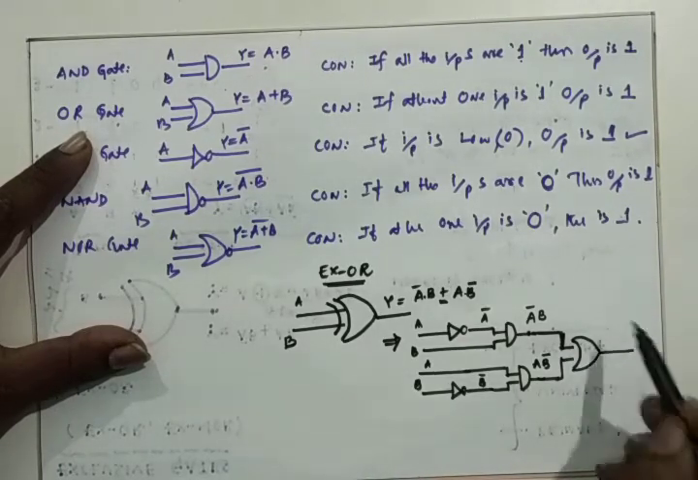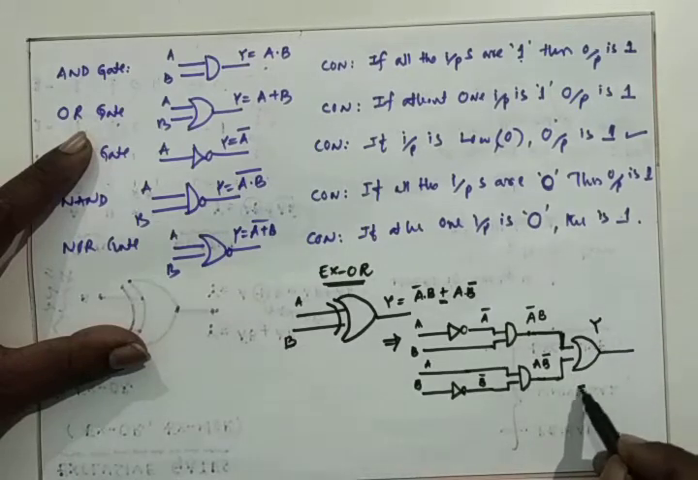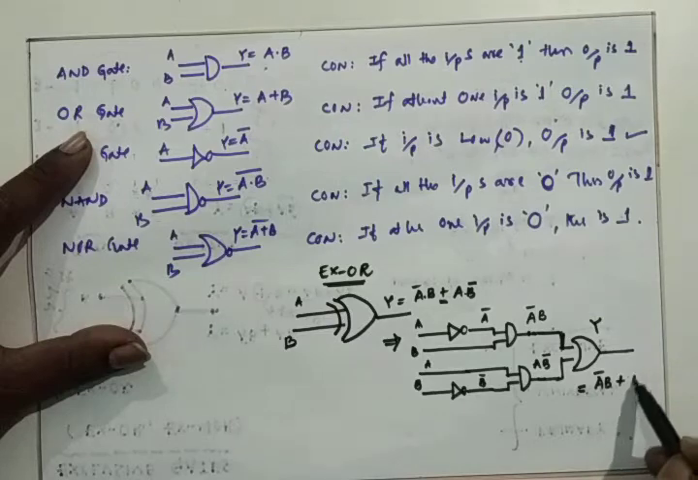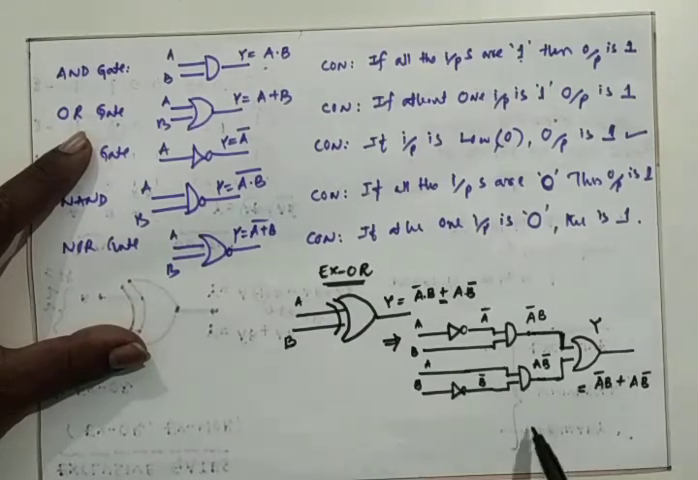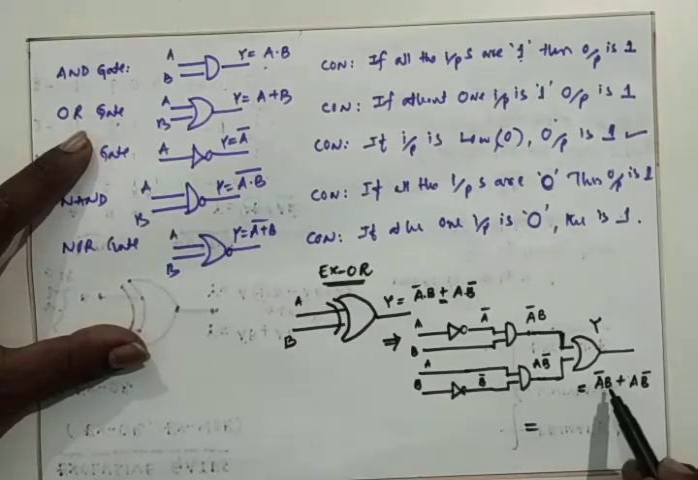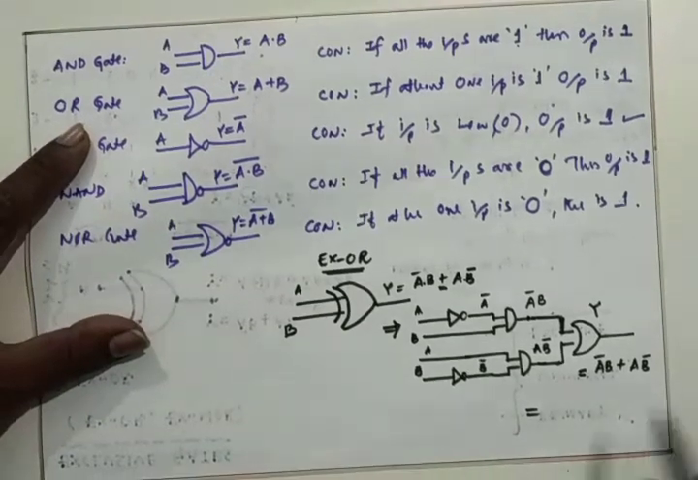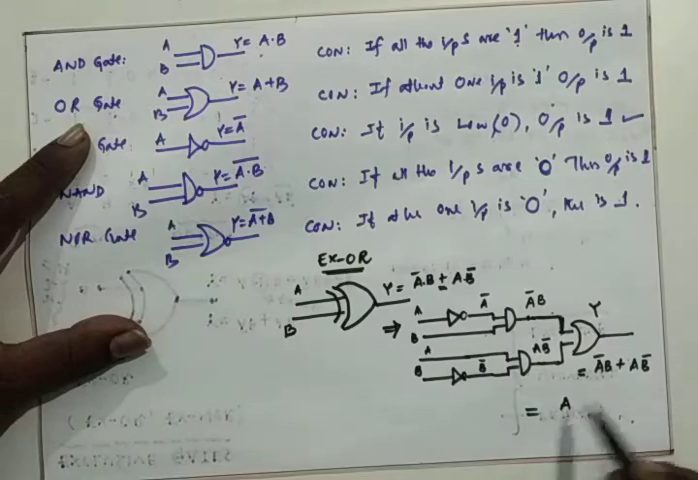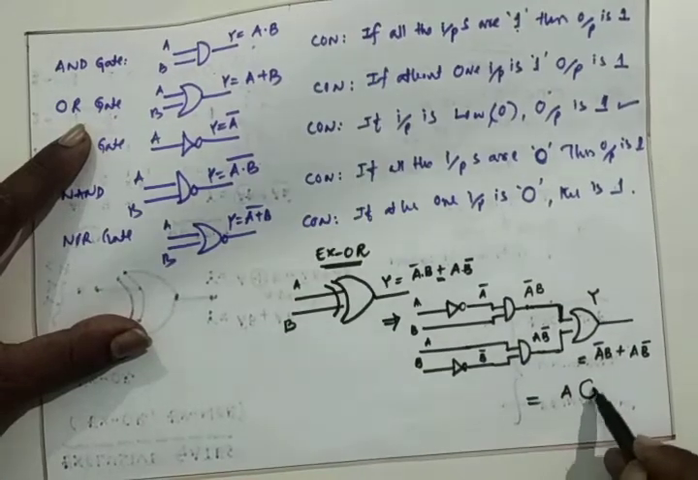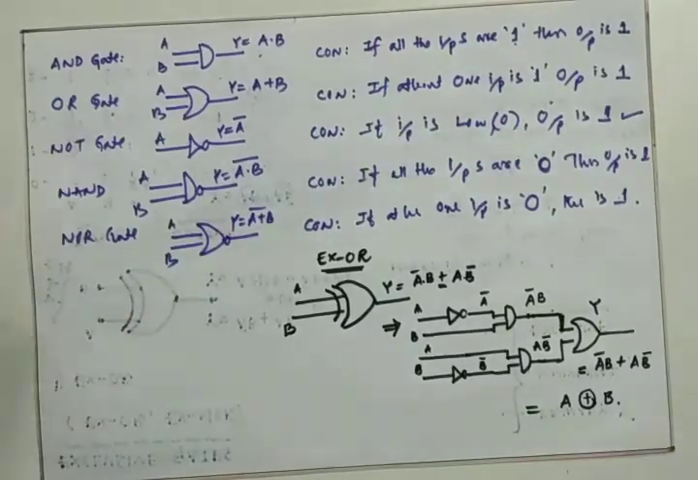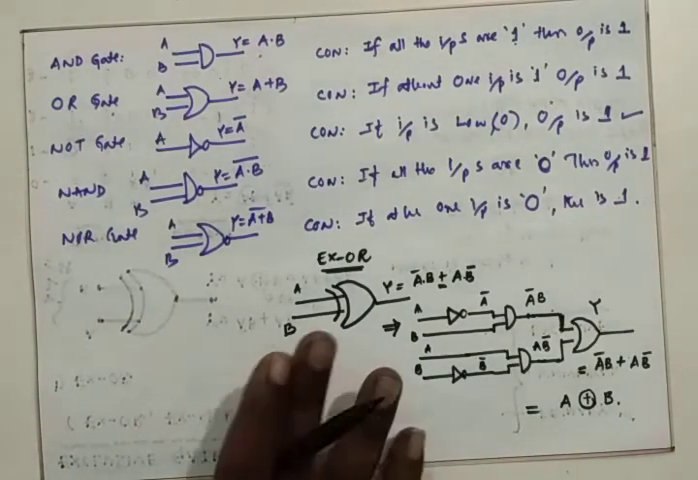This is the y. Now y is equals to, what is the output we have, that is A bar B plus A B bar. Whenever we have A bar B plus A B bar, it is nothing but an exclusive OR operation only, that is represented logically as A exclusive OR B. This is the representation of exclusive OR gate.